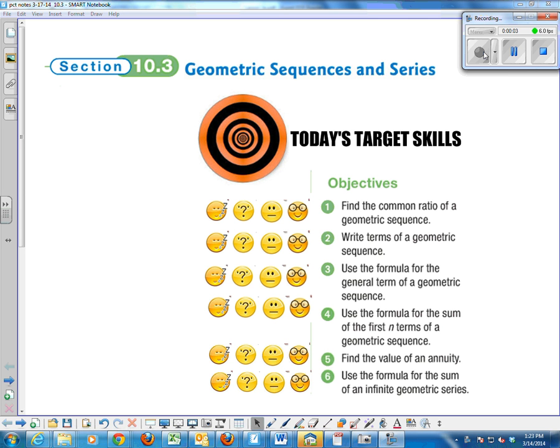Today we will be working on Unit 10.3, Geometric Sequences and Series. Take a moment to read the objectives.